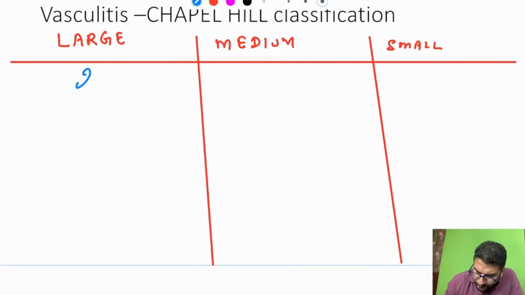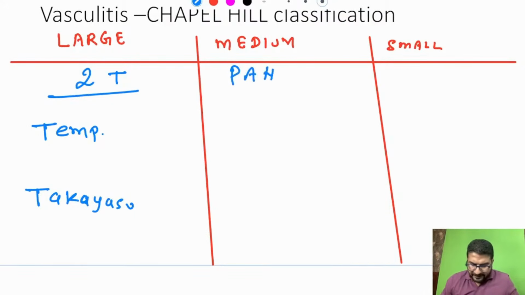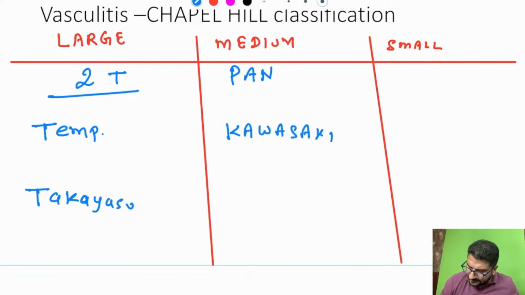Large vessel you can remember by a mnemonic. This mnemonic will be 2T. 2T means temporal arteritis and Takayasu's arteritis. Temporal, Takayasu. Medium you can remember by a mnemonic. This mnemonic will be Pandit, meaning Pan. Kawasaki bike. We call this Pandit Kawasaki bike. So medium vessel you can remember by the mnemonic Pandit Kawasaki bike.